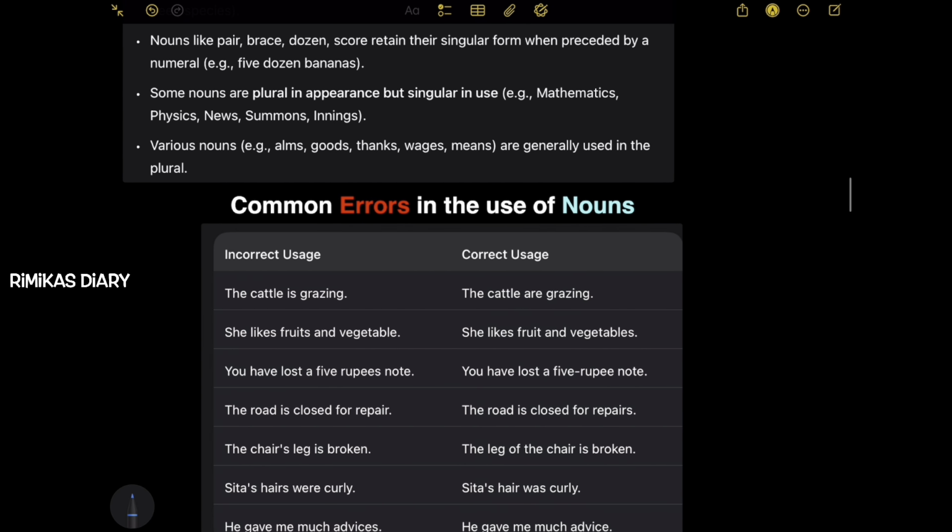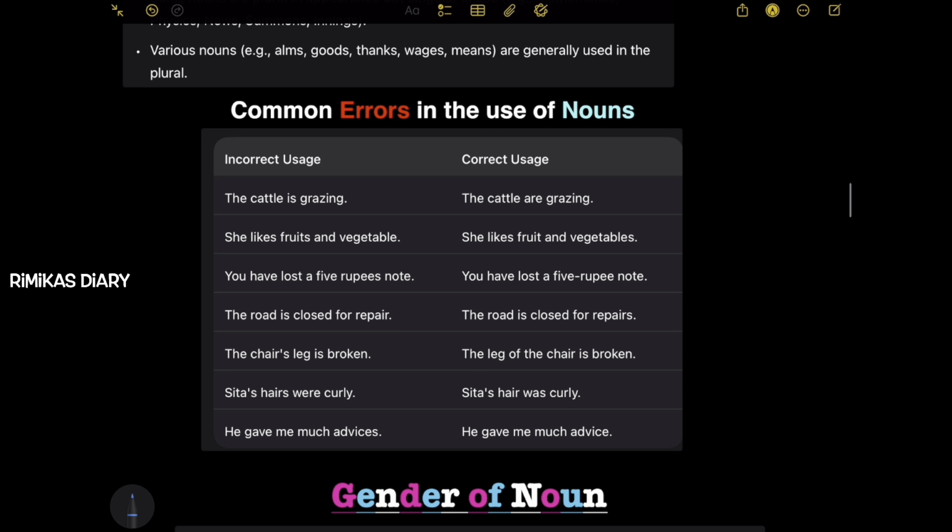Next, common errors in the use of nouns. Incorrect usage, the cattle is grazing. You should not say that. You should say the cattle are grazing. As we saw before, cattle is always a plural noun and it only takes plural verbs.